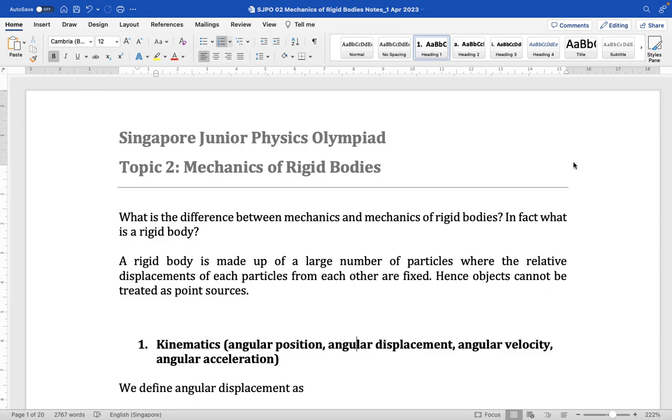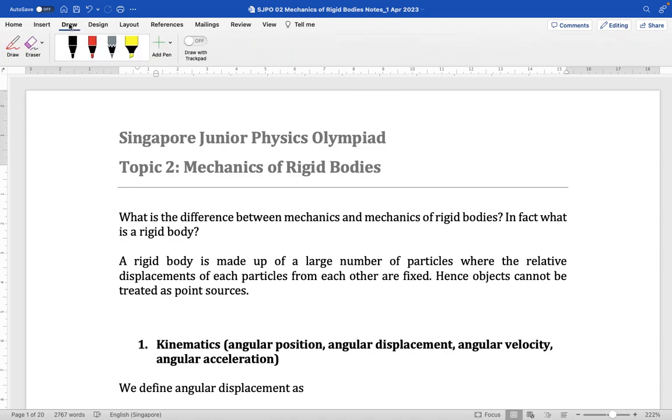Now, each particle is separated from each other with a fixed displacement, and these objects cannot generally be treated as point sources. But you must also realize that it is a matter of perspective. If you are very close to this object, then it cannot be treated as a point source because the distribution of masses has a resulting distribution of weights around it. But as you move further and further away from the object, it can eventually still be treated as a point source.